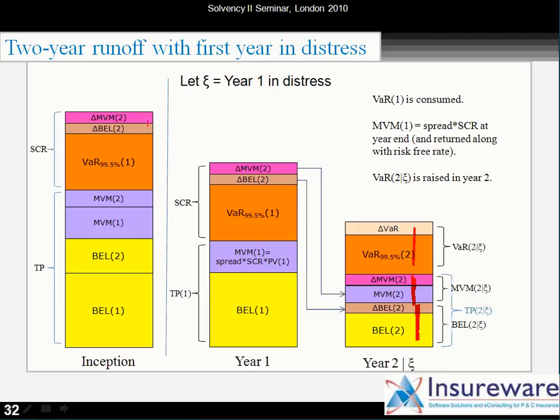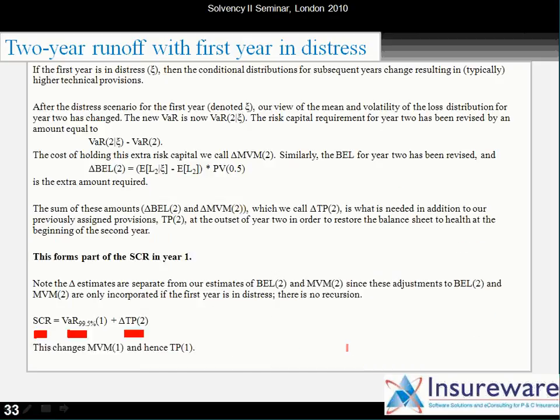Now, delta MVM2 is not part of the technical provisions. It's actually part of the risk capital. And the risk-free rate on delta MVM2 in the first year goes back to the capital providers. Okay? Delta MVM2 is then assigned to the balance sheet at the beginning of the second year here. Okay? And therefore, it's only discounted.